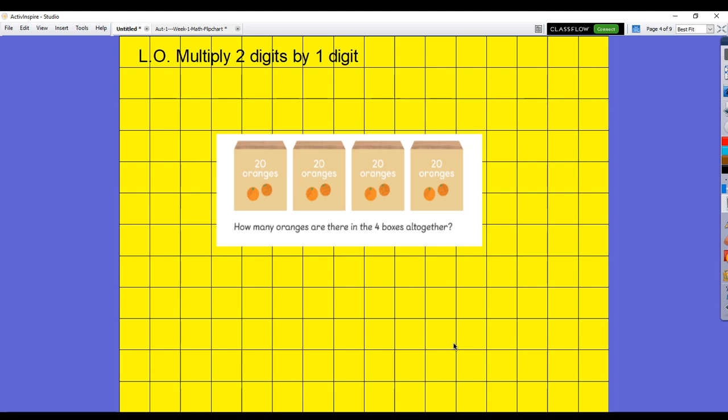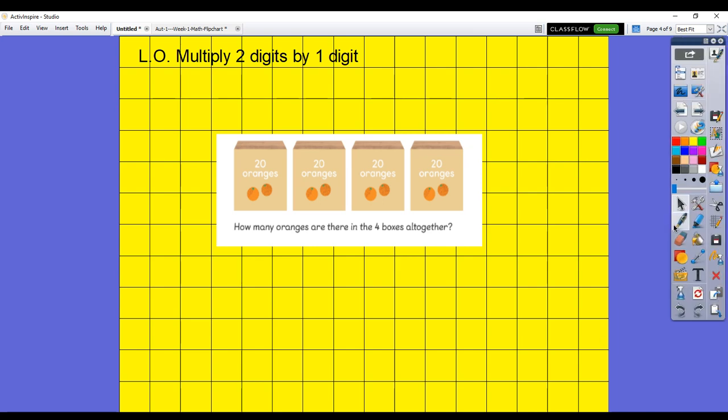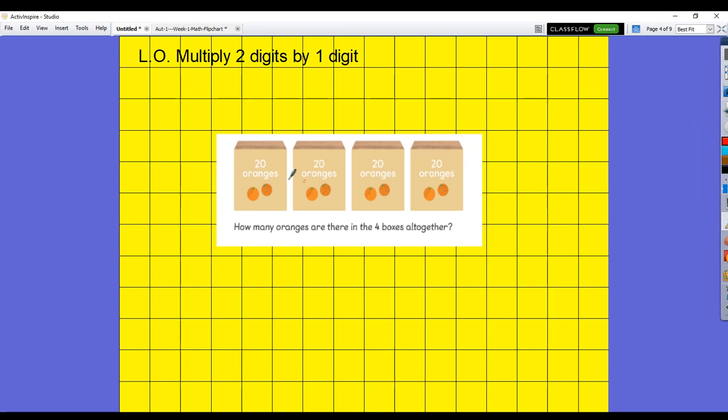So, how many oranges are there in the 4 boxes altogether? Okay, so first of all, let's work out what our calculation is going to be. So we've got 4 boxes of 20 oranges. Okay, so we're going to have 4 multiplied by 20 because we've got 4 lots of 20. Okay, so that's what our calculation is going to look like.